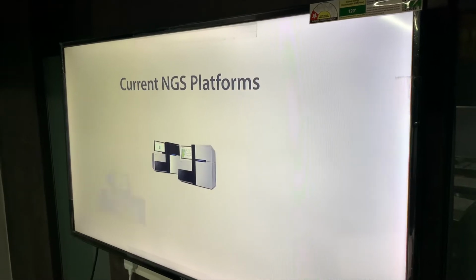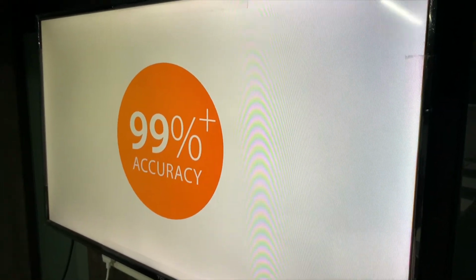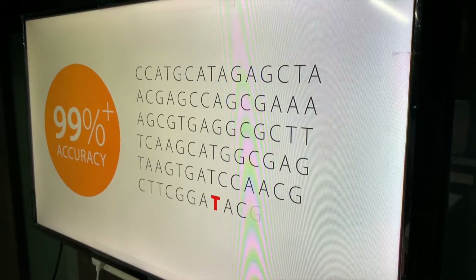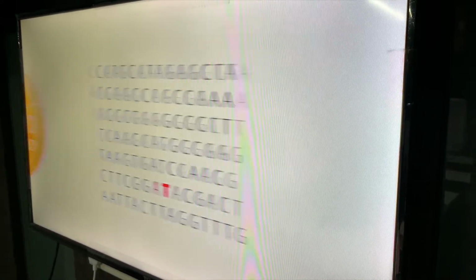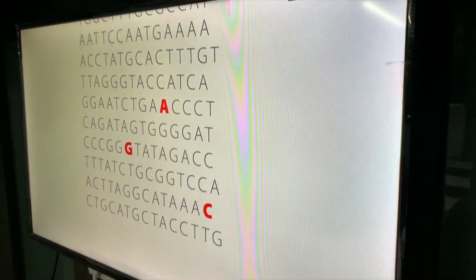Platforms available on the market are very accurate, but they are still prone to error. Even at accuracies of 99% and greater, a sequence generated may contain incorrect nucleotides. This means that if a machine's accuracy is 99%, one base pair is read incorrectly out of 100. Since NGS platforms generate high amounts of output, these errors can add up quickly.